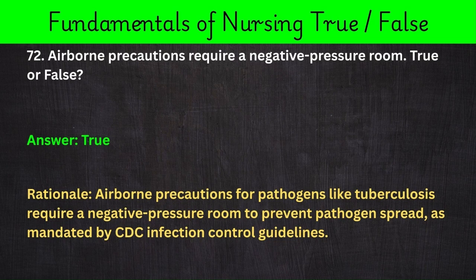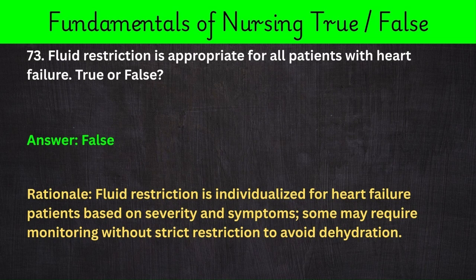73. Fluid restriction is appropriate for all patients with heart failure. True or false? Answer: False. Rationale: Fluid restriction is individualized for heart failure patients based on severity and symptoms. Some may require monitoring without strict restriction to avoid dehydration.